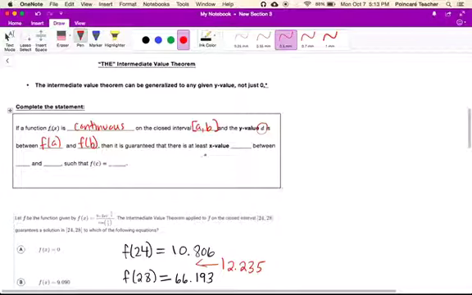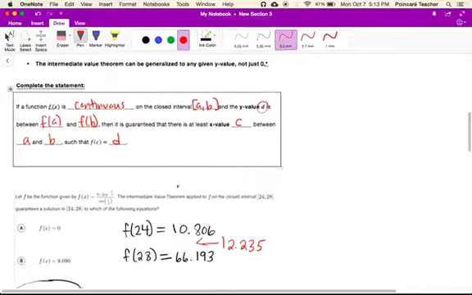Then it is guaranteed that there exists at least an x value c, right? Some c that's between a and b, such that f of c equals d, meaning for some x value, that x value will give the value of d. So that's the intermediate value theorem generalized for any value of y on any given x interval a, b.